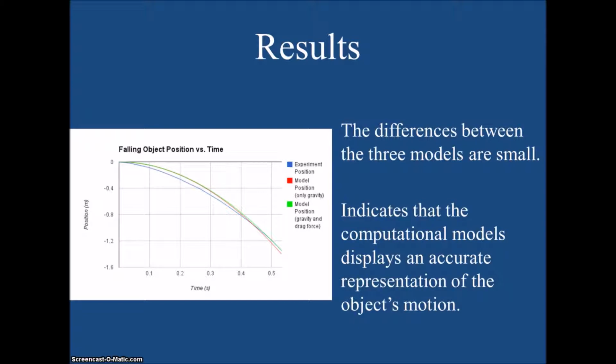After comparing the experimental data and the model data by plotting them on the same graph, we can see that the differences are small. There is a small disparity in certain areas of the graph, but considering the scale of the axes, those differences are small. This indicates that the computational models do display an accurate representation of the object's motion.